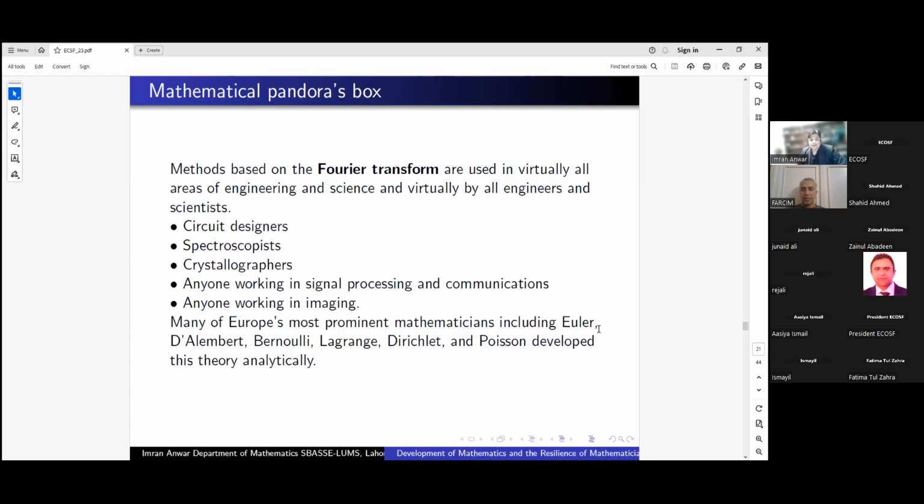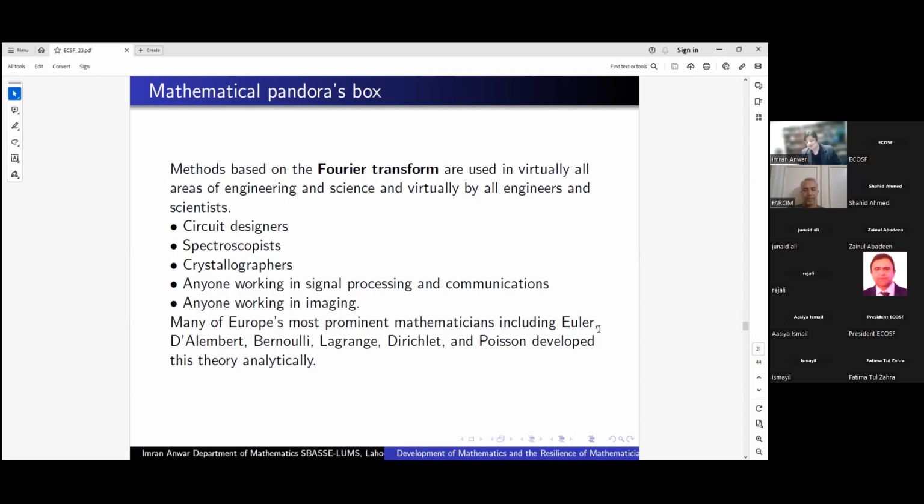And if I talk about the mathematical Pandora's box, it would not be complete without a discussion of Fourier. Joseph Fourier gave us the Fourier transform, and these Fourier transforms are used in broad applications: circuit designing, spectroscopy, crystallography, signal processing, all communication, our mobile phone, the computer we are talking through. So many European mathematicians were prominent, including Euler, D'Alembert, Bernoulli, Lagrange, Dirichlet, Poisson. They all developed the theory analytically.